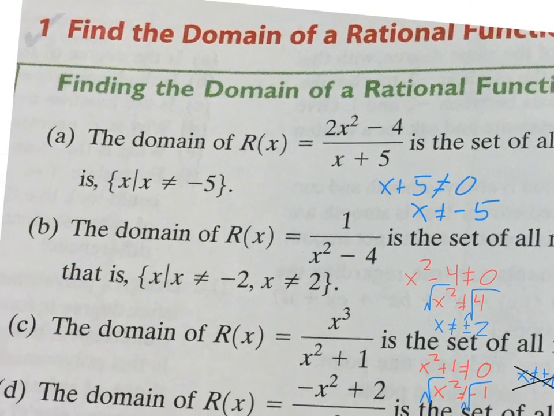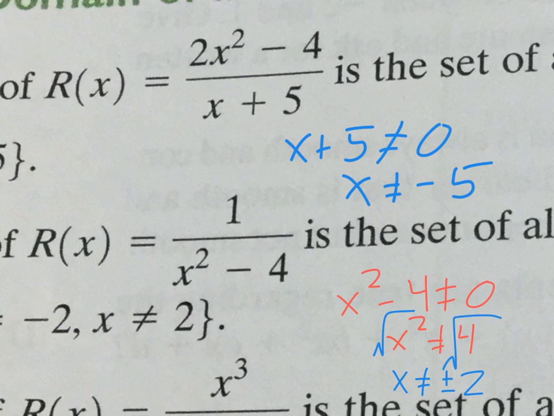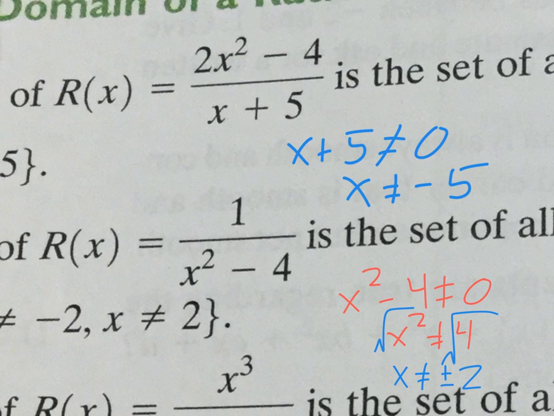Now, very quickly before we move to the next page, the next set of problems, let's look at example B, which was 1 over x squared minus 4. I could factor x squared minus 4 down, right? I could factor that to be x plus 2 times x minus 2, right? Now, are there any common factors between the numerator and denominator that I can cancel out?